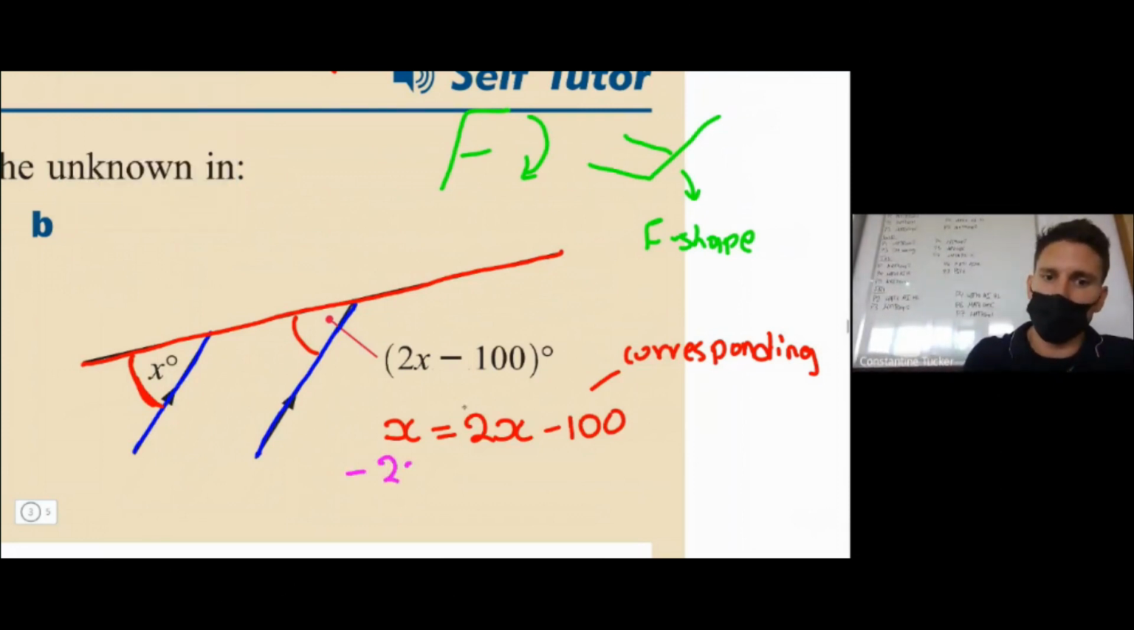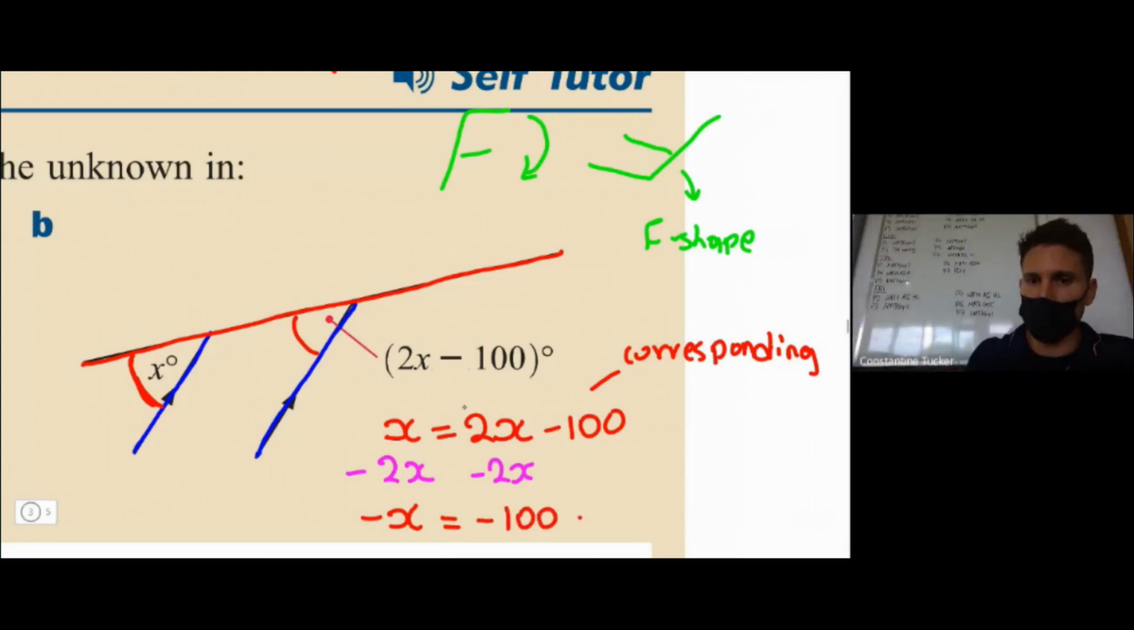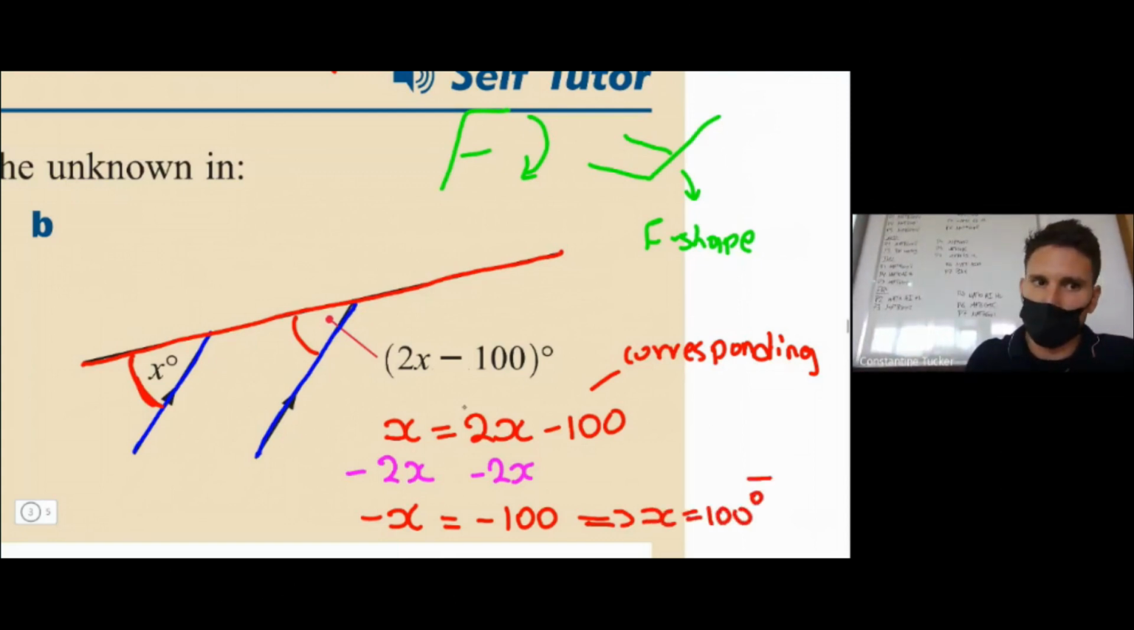So then minus 2x on both sides. What does that give us? Minus x on the left, and then on the right? Nothing. Minus 100. That's it. So what is x equal to? 100, exactly. So x is equal to 100 degrees. That's pretty much it. Well done.